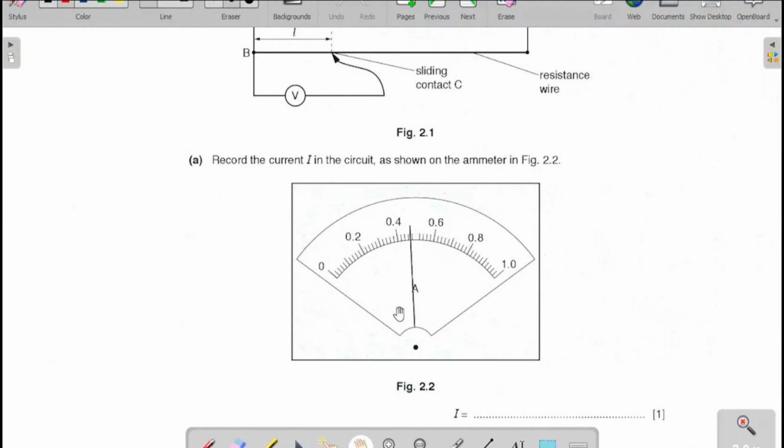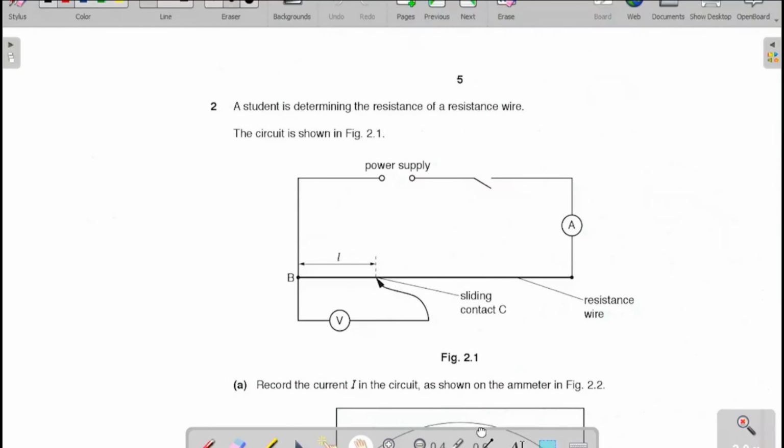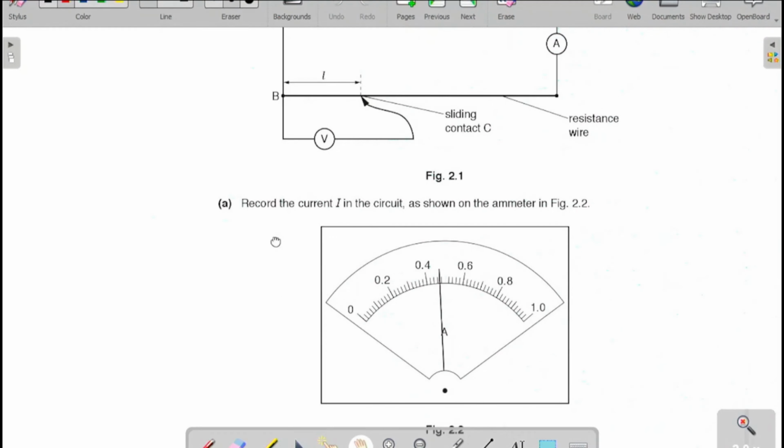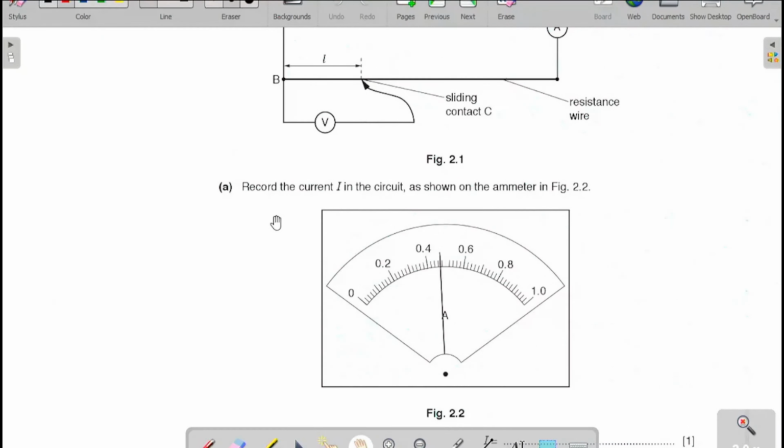Now let's look at this question. A student is determining the resistance of a resistant wire. The circuit is shown in this figure. Now, the first question is for you to record the current I in the circuit. Now, don't make this mistake when recording the current. You need to look at this and know that it is between two lines here.